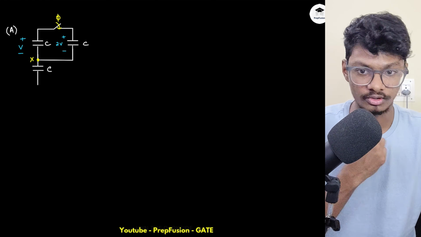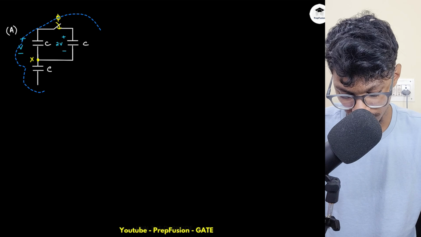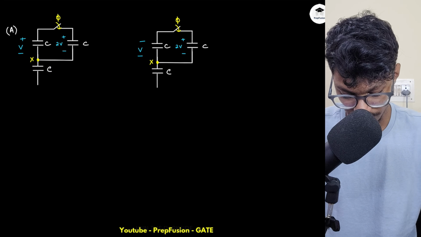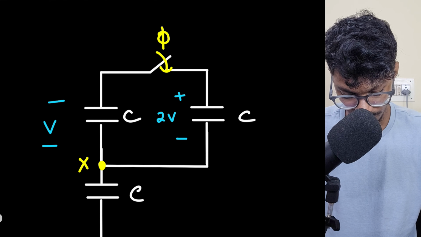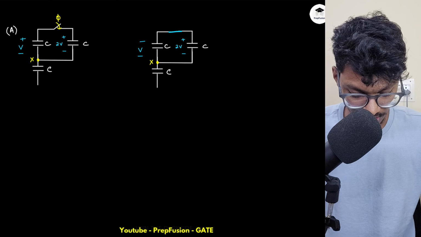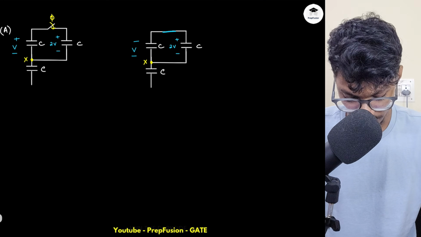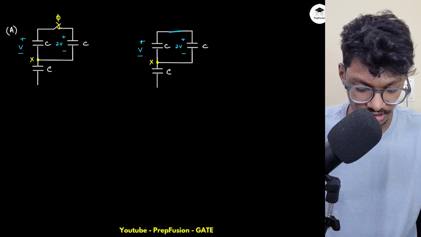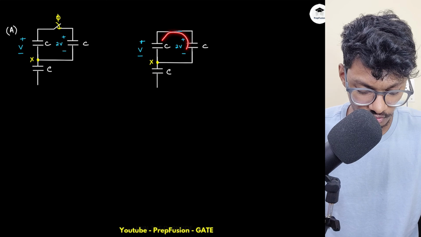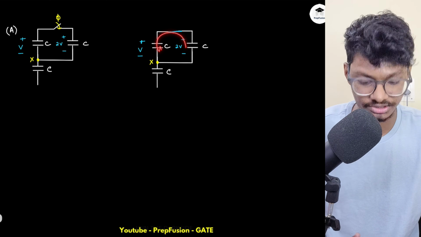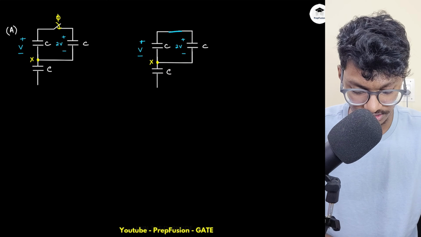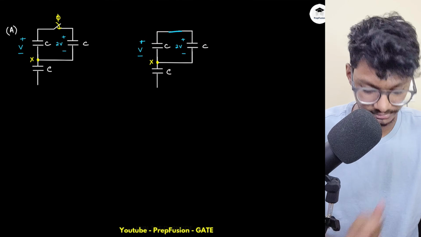Then at t equals to 0, what will happen? I will close the switch. I will just copy the circuit. If I close the switch, what will happen? Switch is closed. Now I can clearly observe that this plus is also gone. Some charge will flow. Why? Because this is higher potential, this is lower potential. Charge should flow from the higher potential to lower potential to make these potentials the same, because they are almost in parallel.